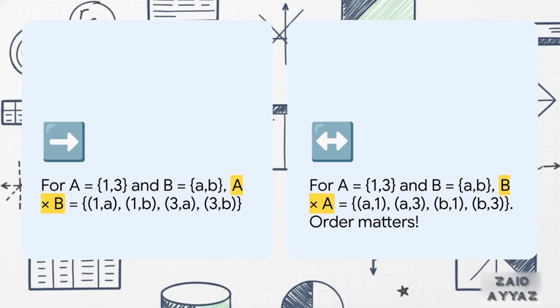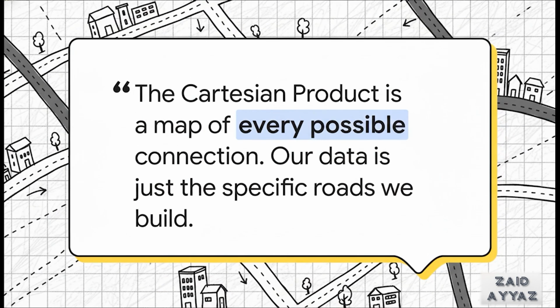Let's look at a super simple example to see how it works. Say set A is just the numbers 1 and 3, and set B is the letters A and B. The Cartesian product, A times B, just pairs every element from A with every element from B, so you get 4 possible ordered pairs. But notice, if you flip it, B times A gives you a totally different set, which just proves it again that order is absolutely critical here. I just love this analogy. Think about it like this. The Cartesian product draws a map of a giant, unbuilt city grid. It shows every possible street and every possible intersection.